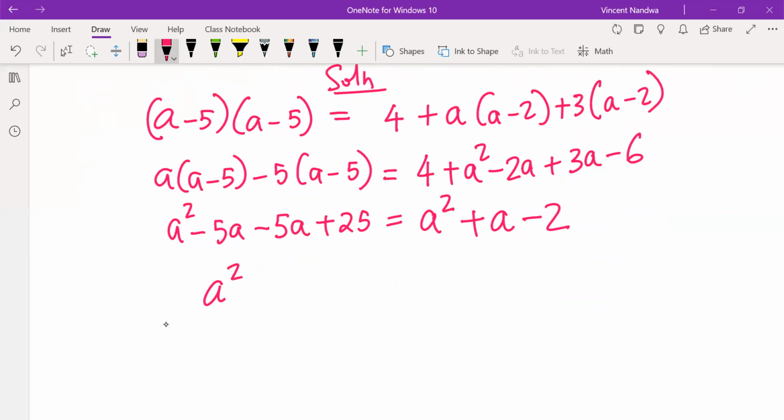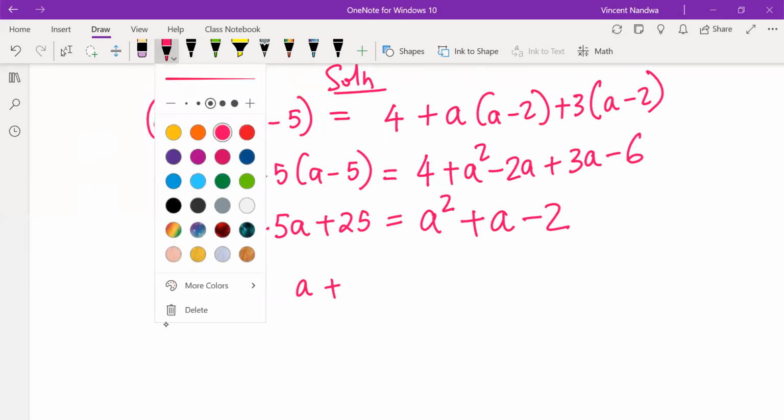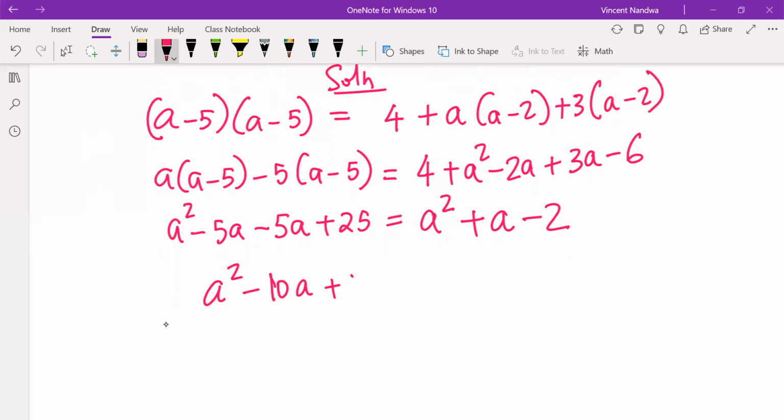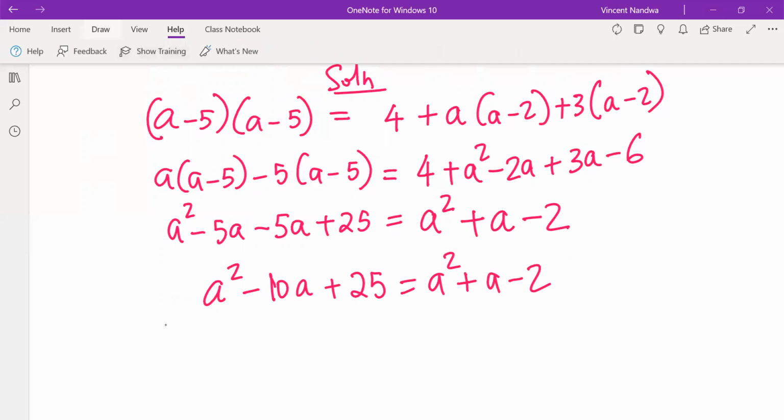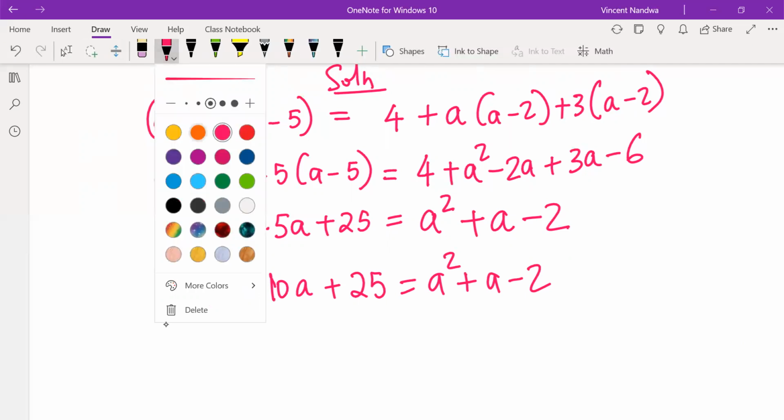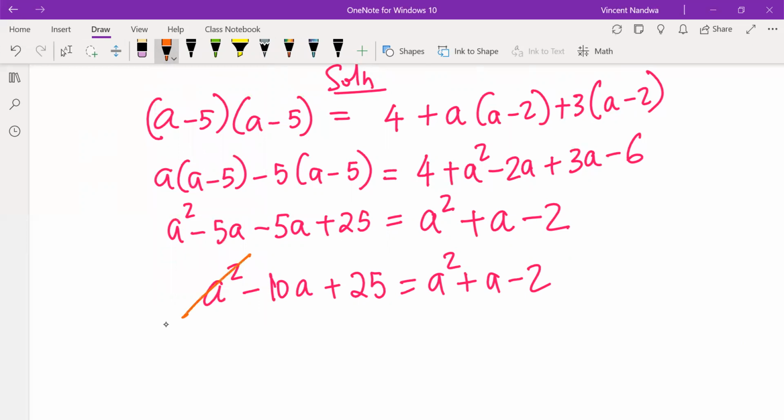So this will give us a squared minus 5a minus 5a is minus 10a plus 25 equals a squared plus a minus 2. Clearly, a squared cancels out. So this and this cancel out. So we have minus 10a plus 25 equals a minus 2.